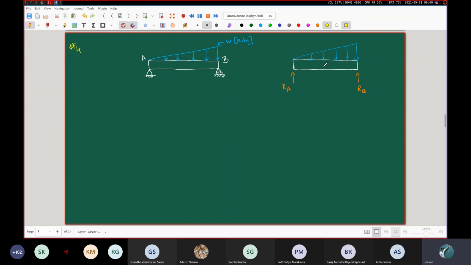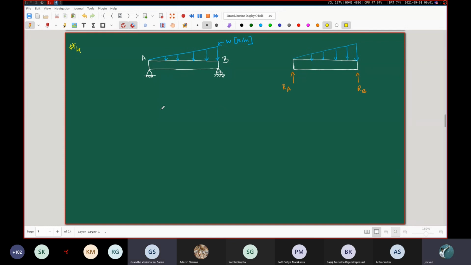So we will consider it generally, as if we don't know anything. We'll do the integration kind of thing and then we'll see what it gives us. So tell me what I should do. I want to find out RB. I will take the moment about this. So tell me what I should do.